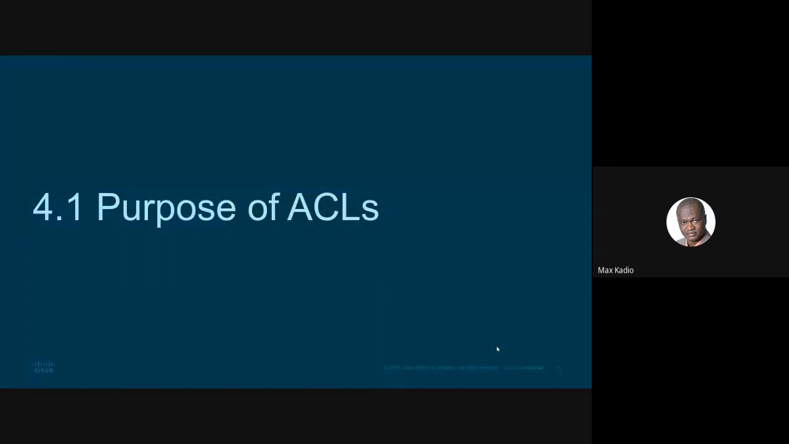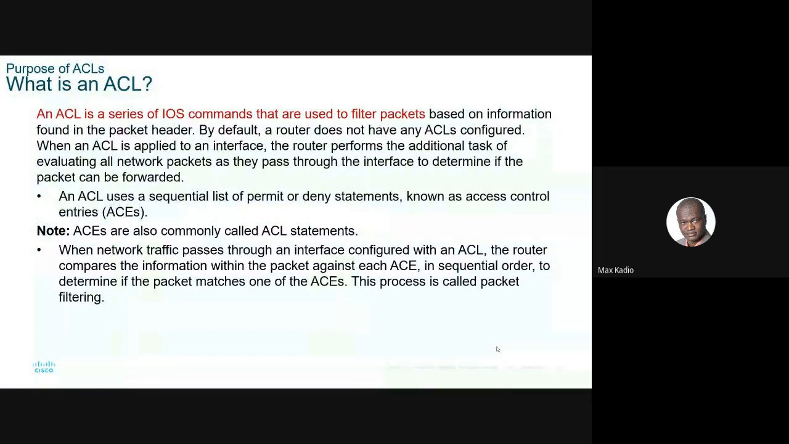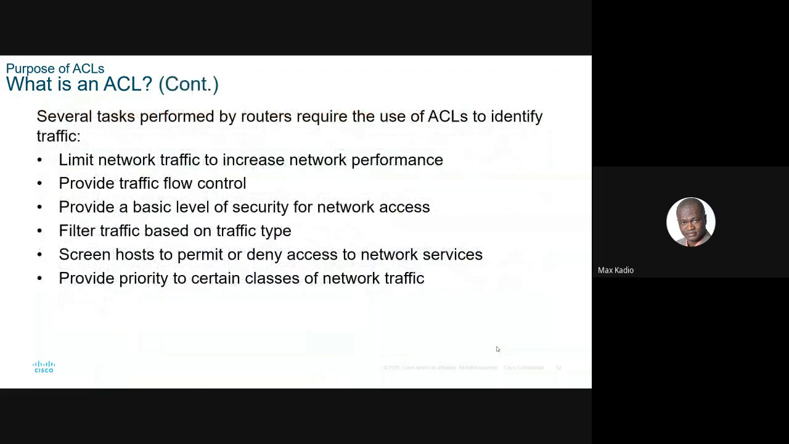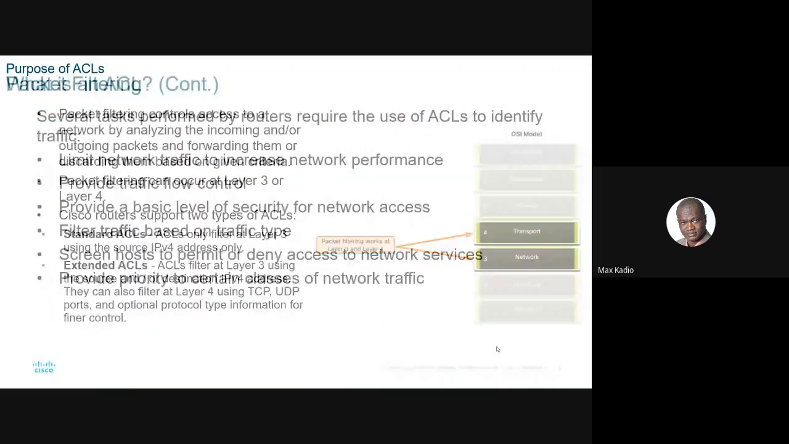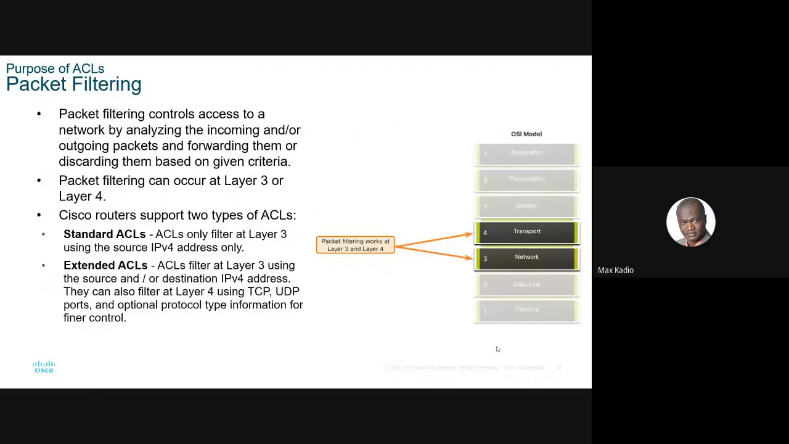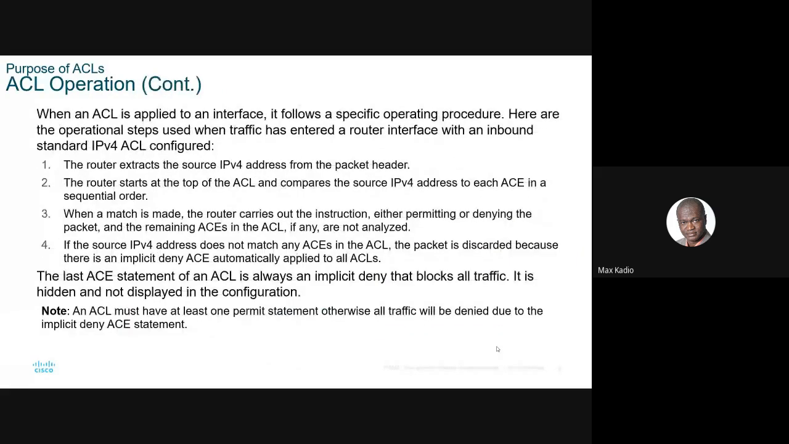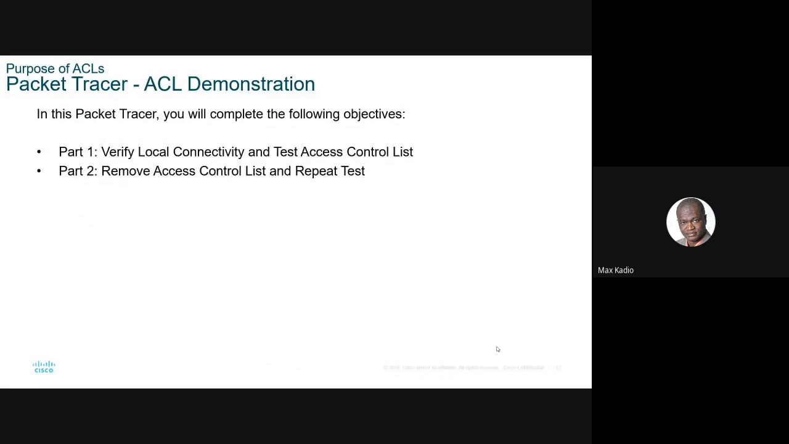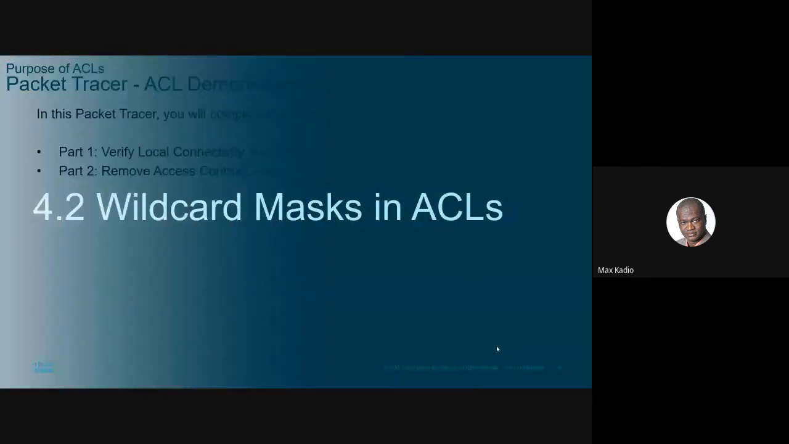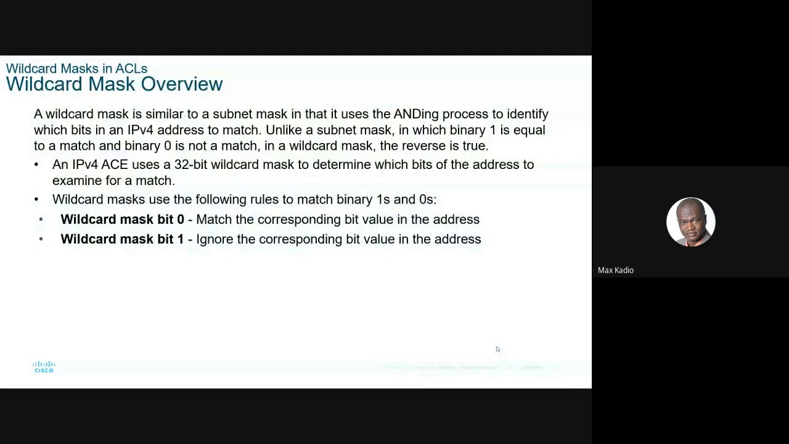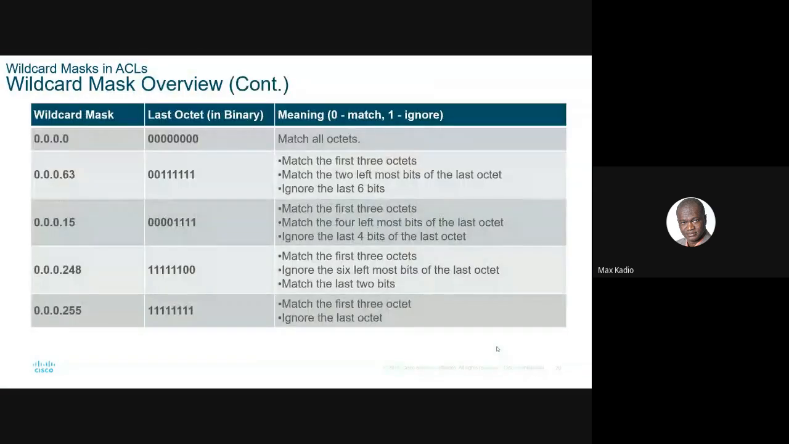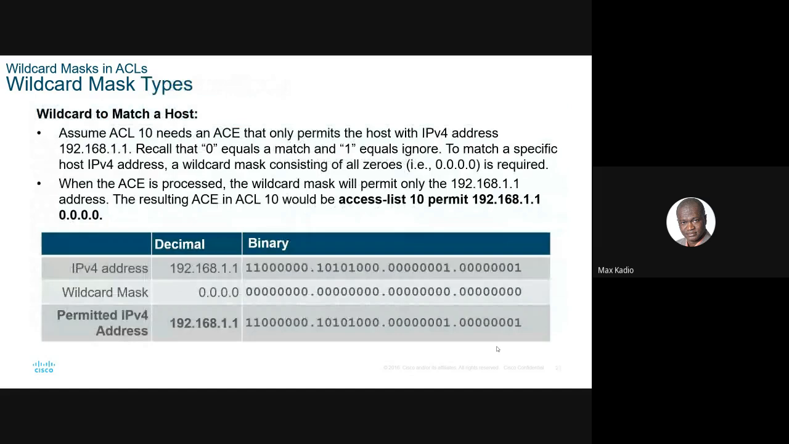Here, why we need access control list: to filter traffic in and out. So it's a list of commands, and inbound, outbound, we explain here. I did a demo already for the first one. Wildcard mask, okay, you know what is wildcard mask. We use it for OSPF also. If you don't know, you spend more time here.